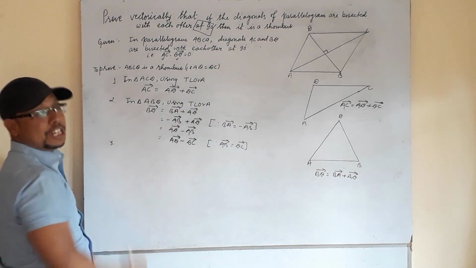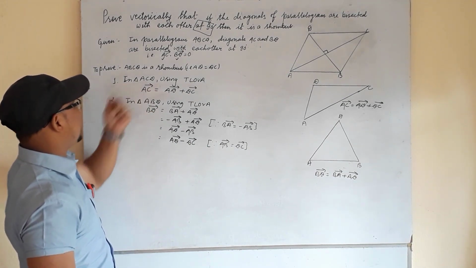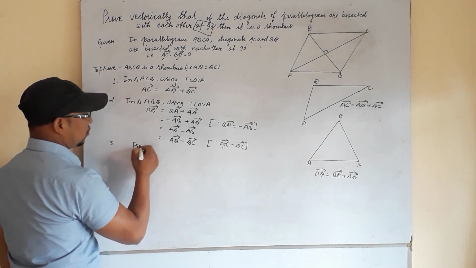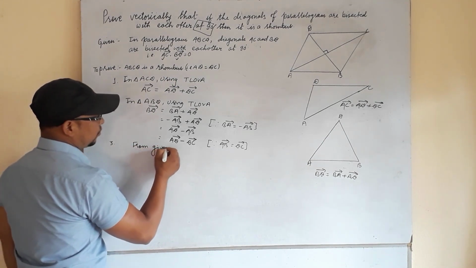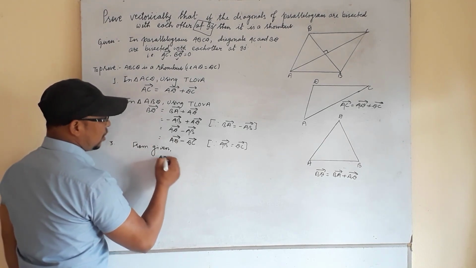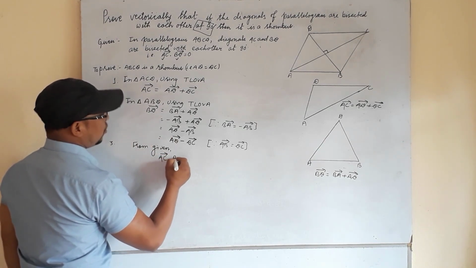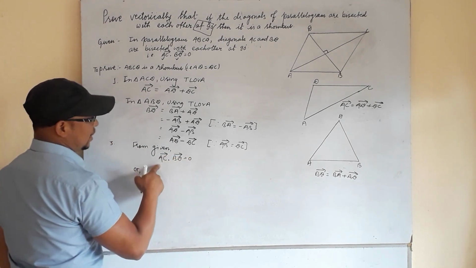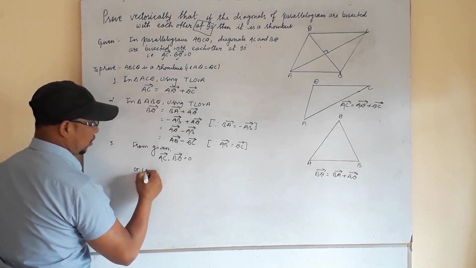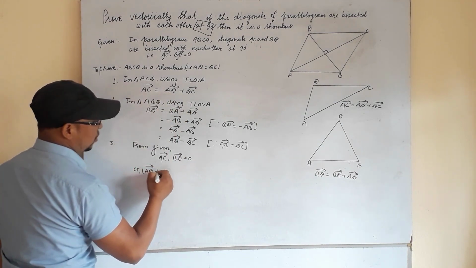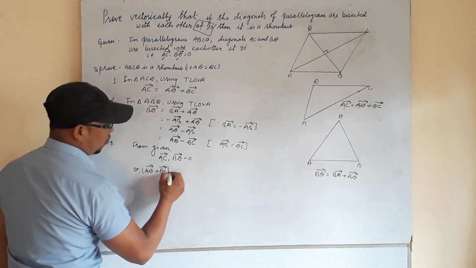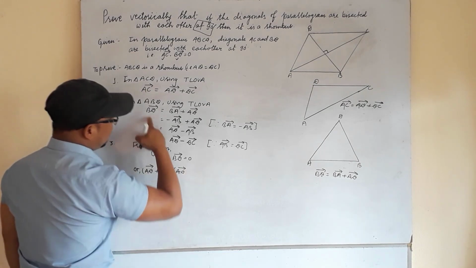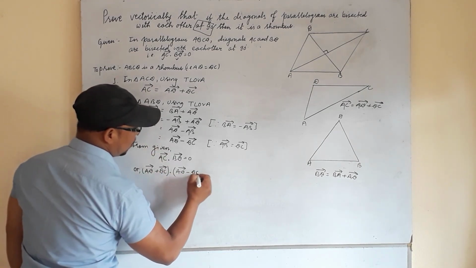Now three number. Let's substitute the values of AC and BD in the given. What are we given there? AC vector dot BD vector equals 0. What is AC vector here? This is AD vector plus DC vector dot, what is BD vector here? BD vector is AD vector minus DC vector.